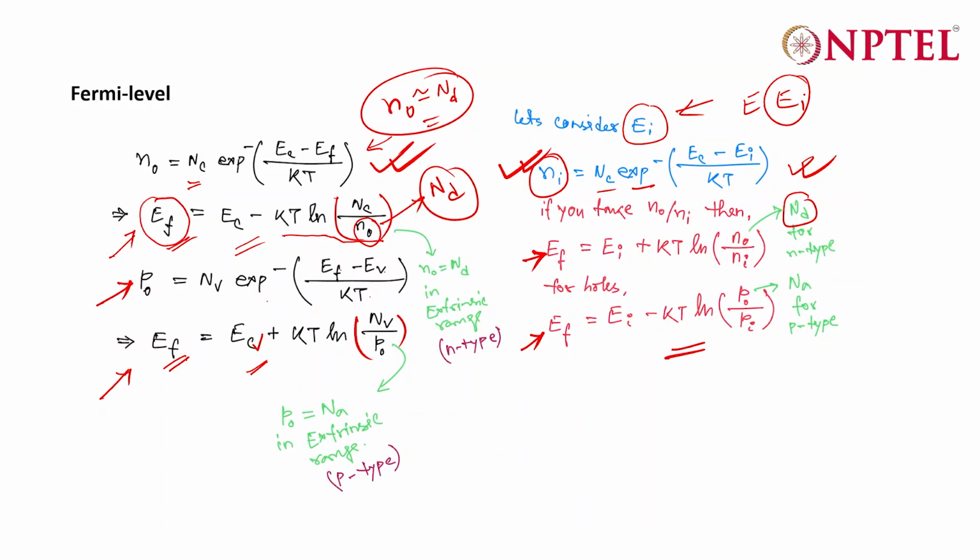Similarly, you can do that. You can do this at home as well. It's not very difficult, simple mathematics or simple algebra, you can say. So similarly, P0 will be Na for a p-type semiconductor.